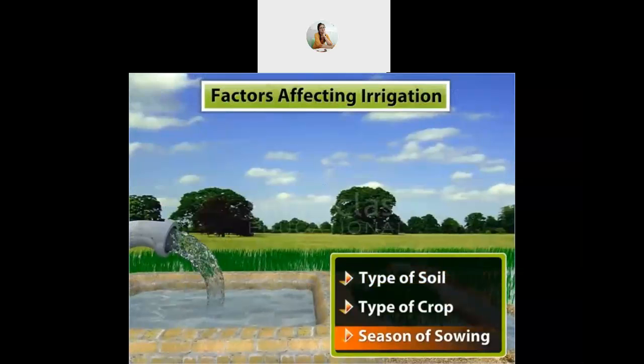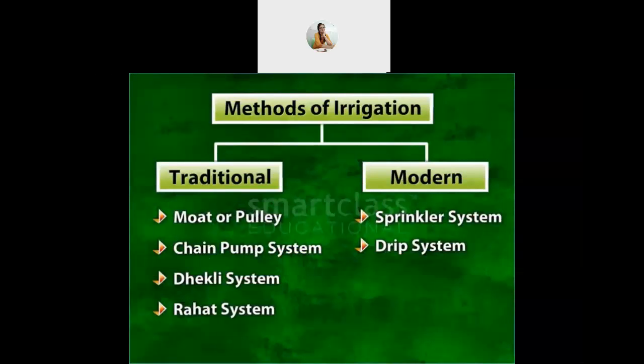Different methods of irrigation have been used since humans took to agriculture. The traditional methods of irrigation are a moat or pulley system, a chain pump system, dhekli system, and rahat system. Of late, these methods of irrigation have been replaced with modern methods like sprinkler system and drip system.